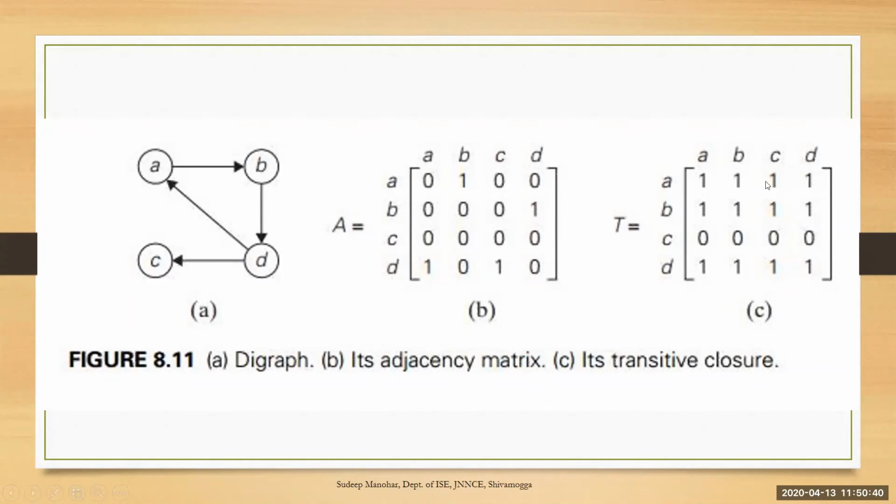From A to C, whether there is a path? From A to B, B to D, D to C. Yes, there is a path. Therefore, it is a 1. Okay, from A to D, is there a path? From A to D, yes, there is a path. Therefore, it is 1. Okay. Similarly, starting from B.